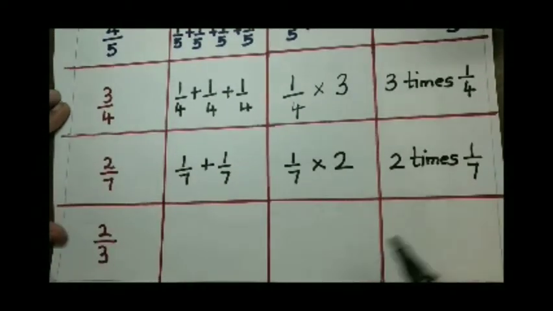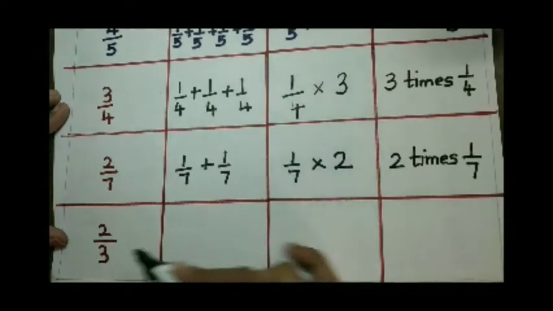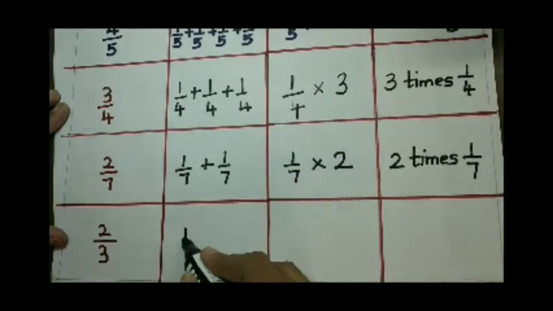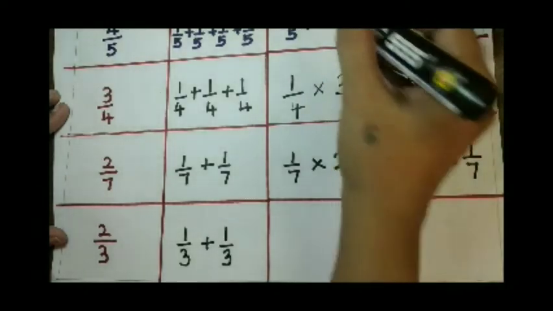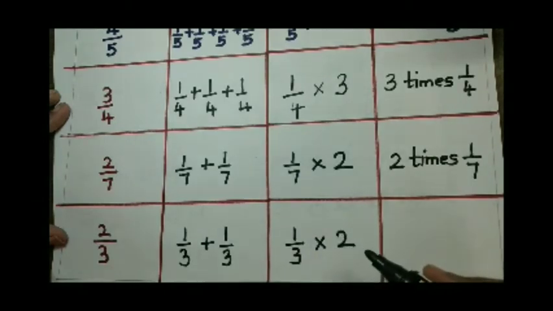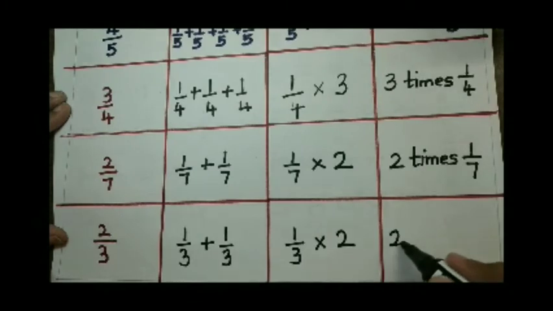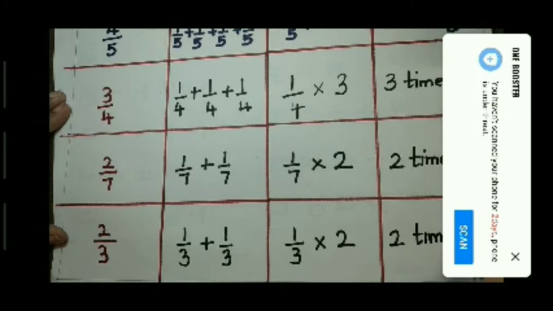Next one, fraction 2 upon 3, 2 parts out of 3 equal parts. So 1 upon 3, 2 times, which means 1 upon 3 plus 1 upon 3. In multiplication also, it means 1 upon 3 multiplied by 2. And how many times? 2 times 1 upon 3.